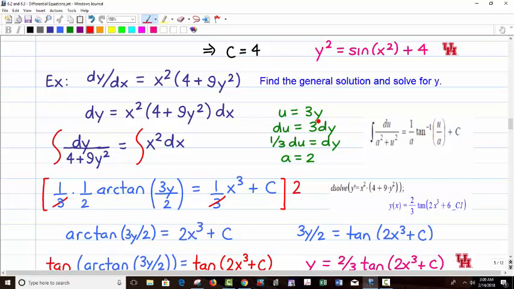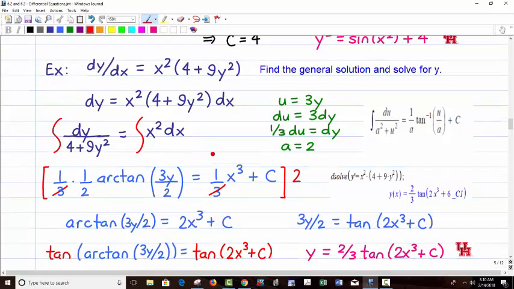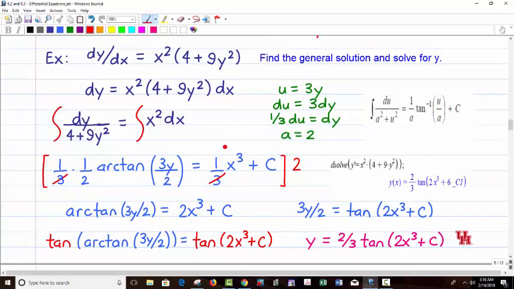So u equals 3y because it'll be 9y squared. The a will be 2 because it's the square root of 4. du is 3 dy, so that brings a 1/3 over. du equals dy, so I have a 1/3 here on the outside for the du. I have a 1/2 because the formula is 1 over a. And I have arctan of u over a, 3y over 2. I just canceled out the 3's immediately. I could have just multiplied both sides by 6 in one step, but that's fine. Anyway, arctan of 3y over 2 equals 2x cubed plus c.